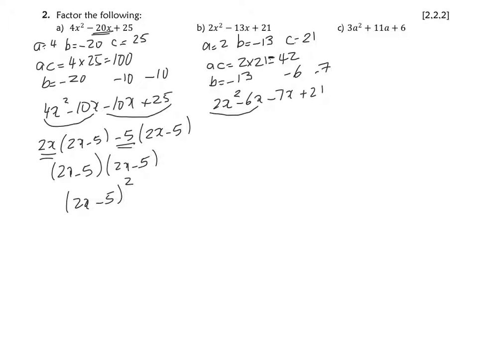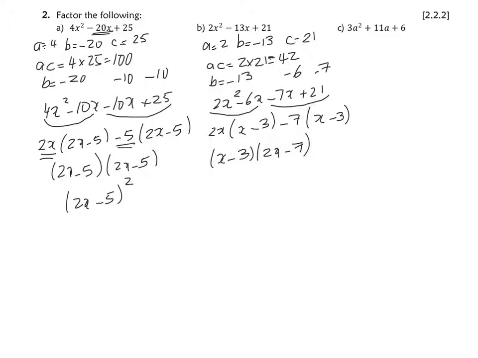So take the first two and the last two. The first two, I can take 2x out. So I get x minus 3. And the last two, I take negative 7 out. So I get x minus 3. x minus 3 is common, so I take x minus 3 out, and I get 2x minus 7.